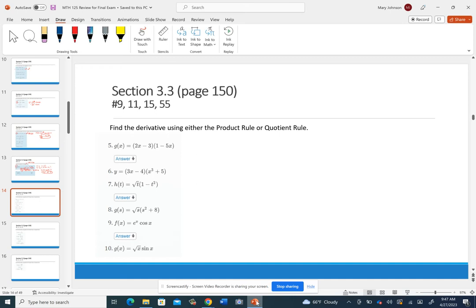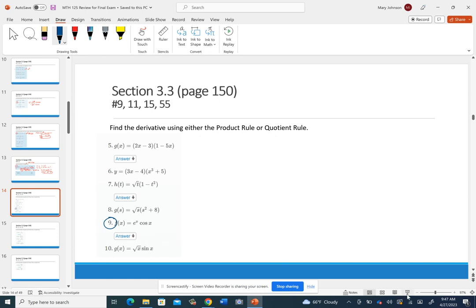Okay, in this video, I'm going to be looking at problems from section 3.3. All right, so in 3.3, that's where we were looking at the product rule and the quotient rule. So it suggests you look at 9, 11, 15, and 55. Let's go ahead and look at 9.